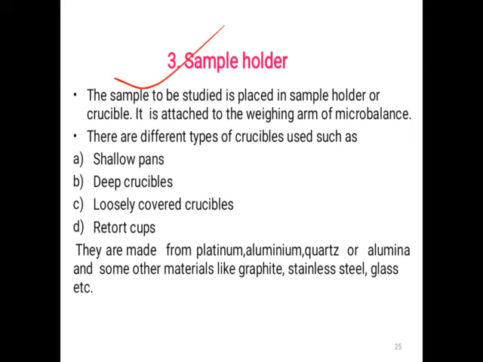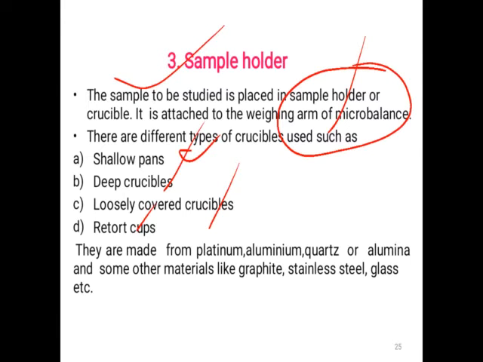Next one is the sample holder. So what is a sample holder? It is the part in which we keep our sample. It may be a crucible. It is attached to the weighing arm of the microbalance. These sample holders can be shallow pans, crucibles, loosely covered crucibles, or cups. Generally, they are made of platinum, aluminum, or quartz. Some may be made of graphite, stainless steel, as well as glass.